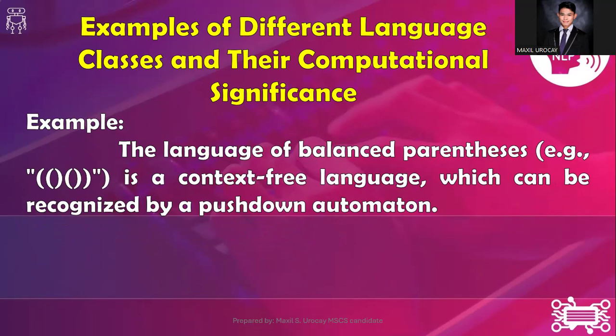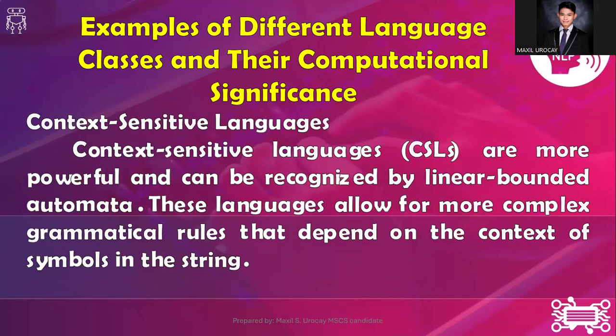So context-sensitive languages, let's proceed here, are more powerful and can be recognized by linear bounded automata. This language allows for more complex grammatical rules that depend on the context of symbols in the string. So meaning to say, they allow for more complex grammatical rules that depend on the context of symbols in a string, making them useful for modeling intricate structures in natural languages.